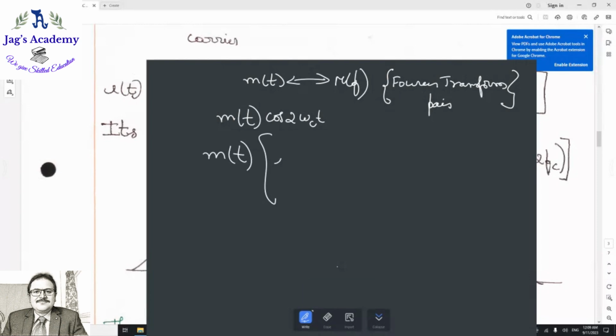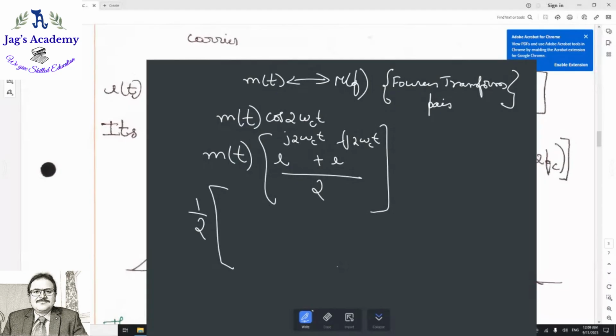That's why you just try to write this as e to the power of j 2 omega ct plus e to the power of minus j 2 omega ct, by 2. Take the half outside. Then what you will have is m of t into e to the power of j 2 omega ct, plus m of t e to the power of minus j 2 omega ct.